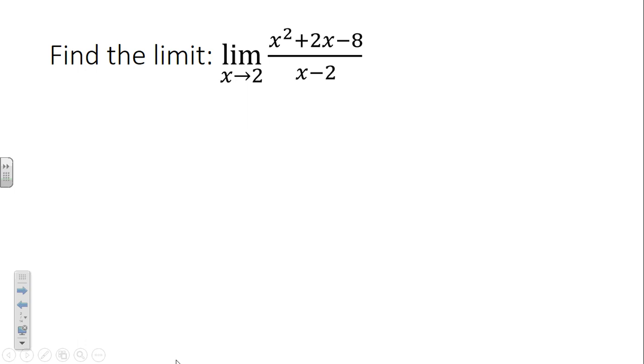All right, so what's the problem with this particular one? When we try to evaluate the limit, what happens? We get a 0 in the denominator, and that's impossible. We cannot divide by 0. So what shall we try?